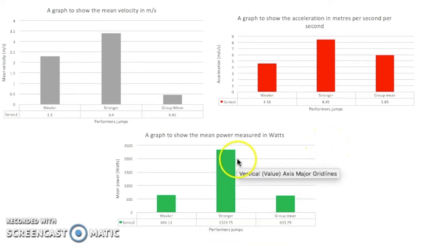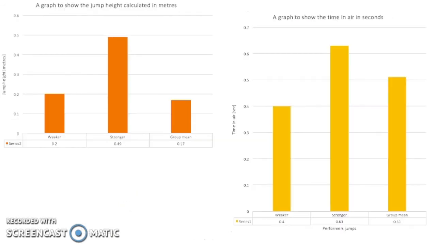and the stronger person got a much greater mean power of 2,229 newtons in comparison to the weaker performer who only got 644 newtons. This shows the importance of generating power in achieving a high jump. So the stronger player got a much stronger power than the weaker person. And all of these different graphs that I've just shown you all basically add up to and contribute to the most important aspect, which is the time in air and the jump height.